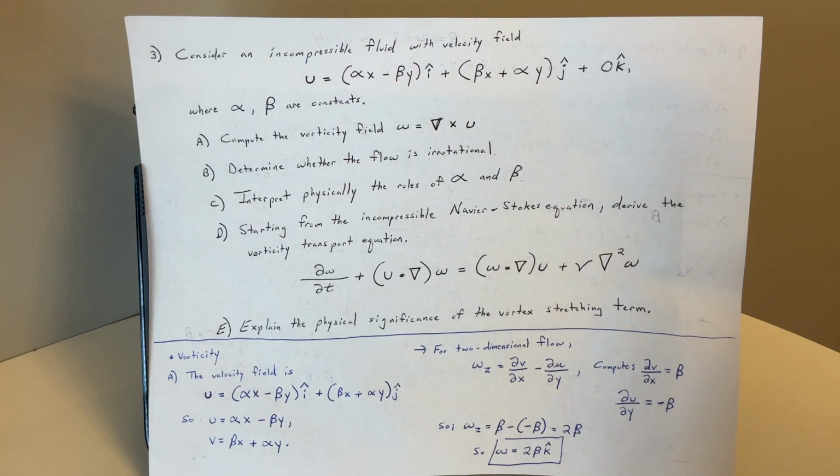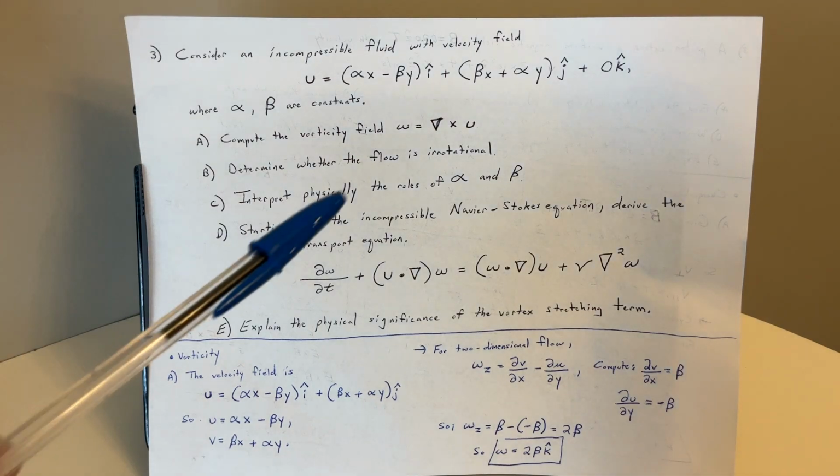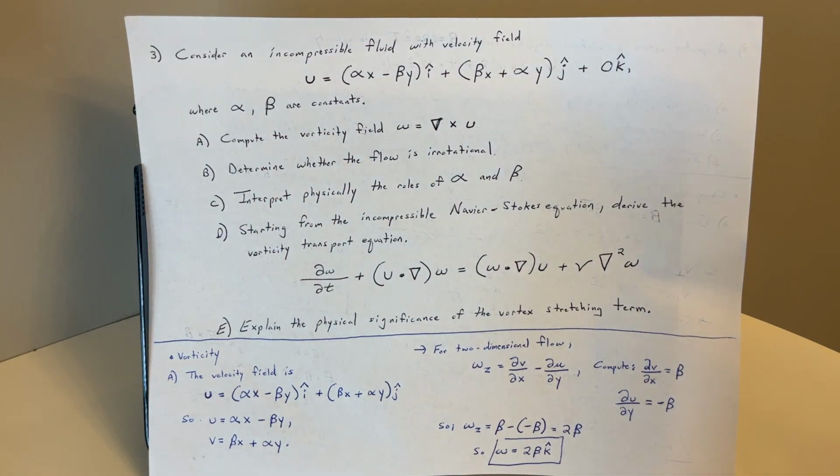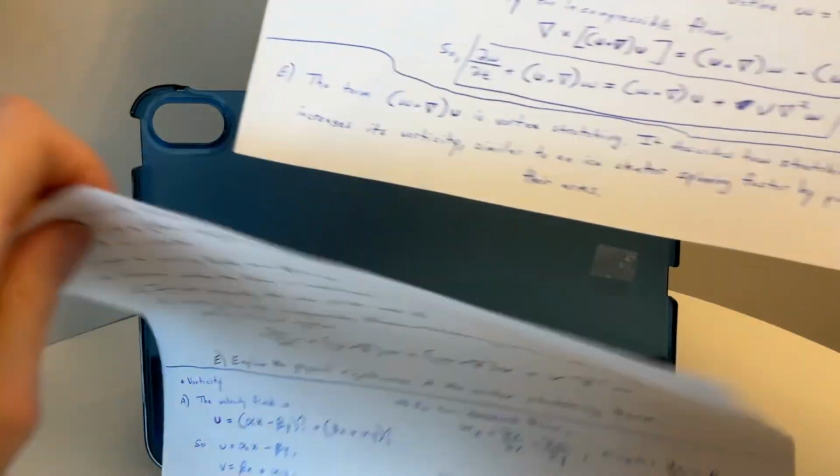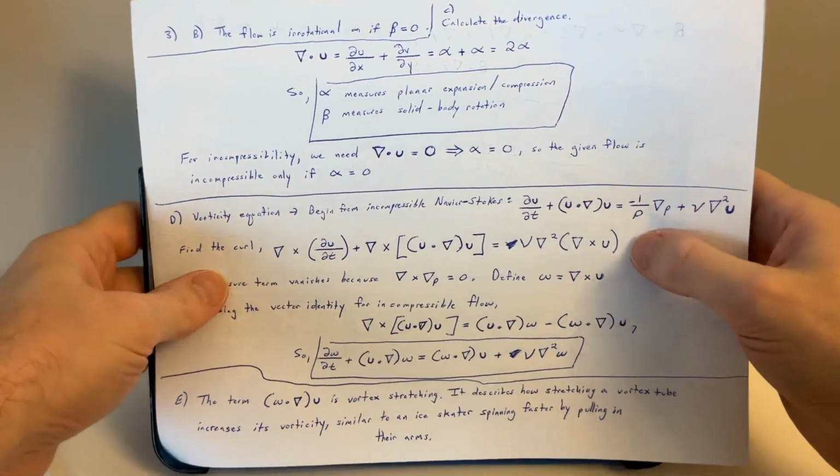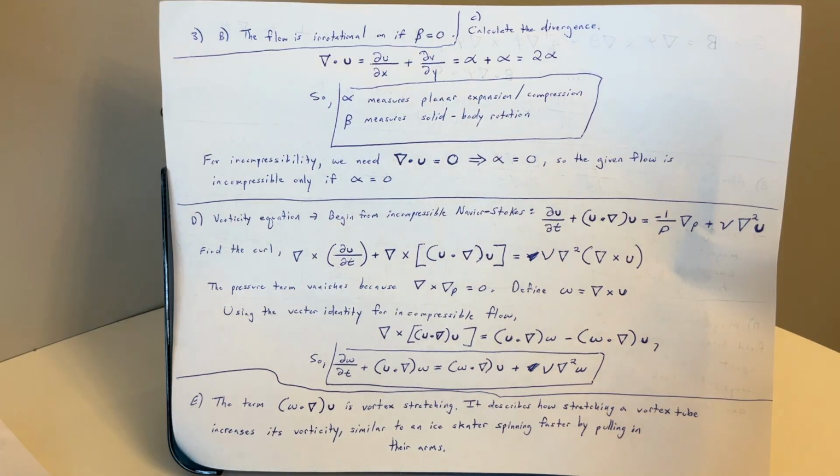Moving along to part B, we want to determine whether the flow is irrotational. Think about vector calculus here. For part B, the flow is irrotational if beta equals 0. That's basically it.